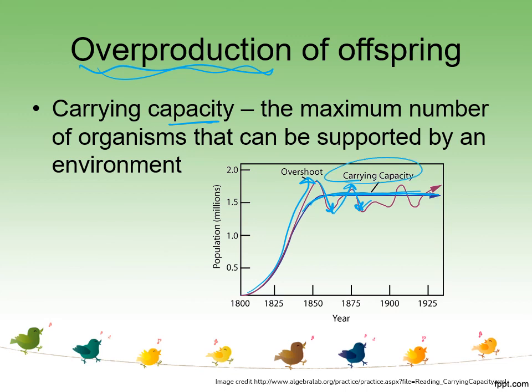So we're pretty sure that the carrying capacity for most organisms exists. We do wonder sometimes about carrying capacity for humans. Is there a carrying capacity for us humans on Earth? I don't know. So it's a big question, right? But carrying capacity is that maximum number of organisms that can be supported by an environment. As the environment changes, that number, that carrying capacity, might change too.